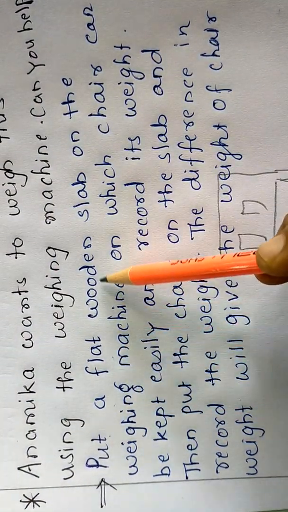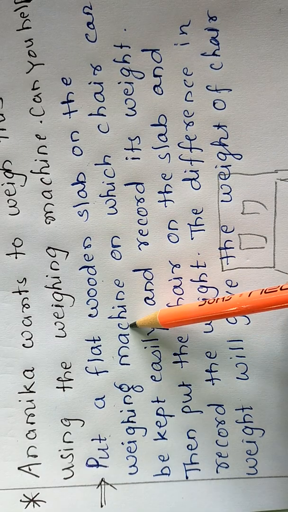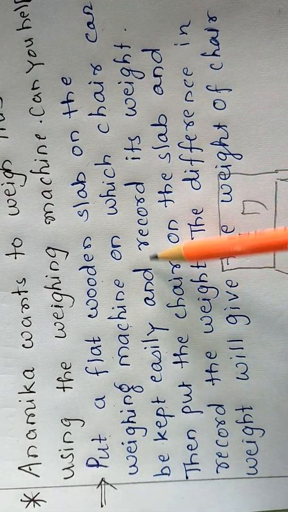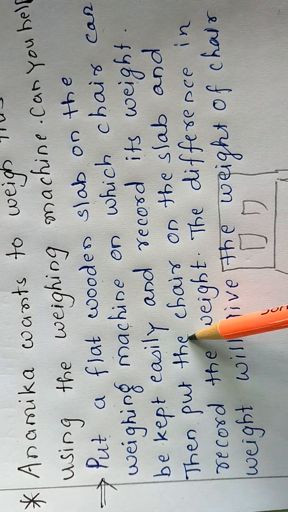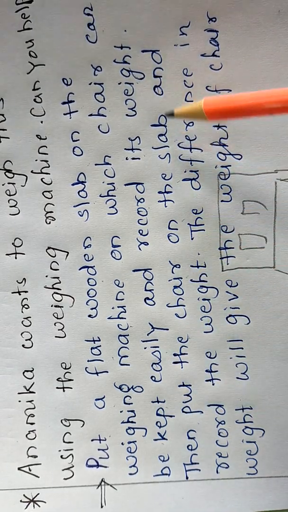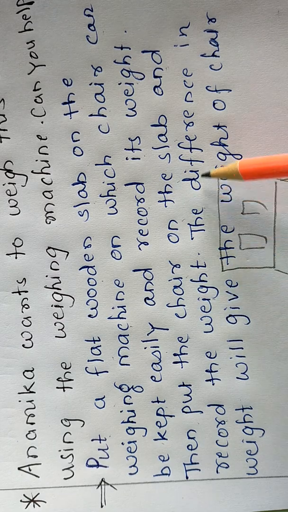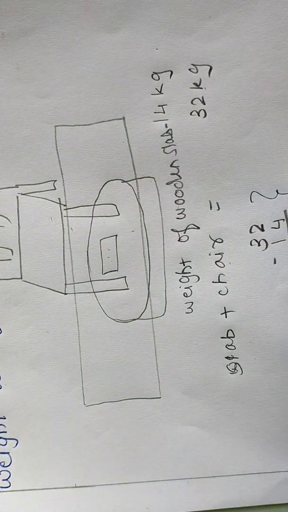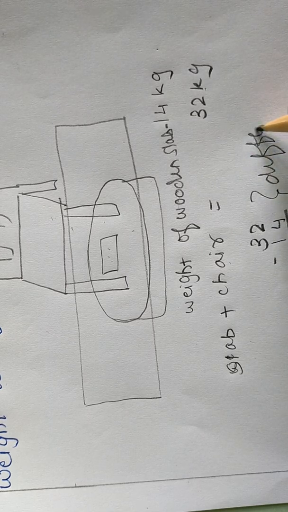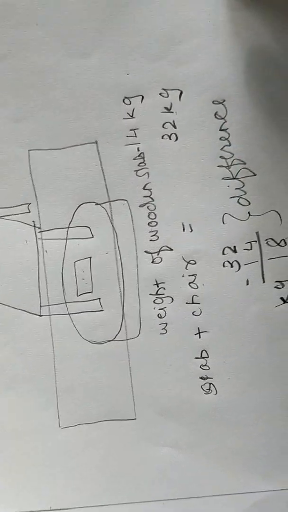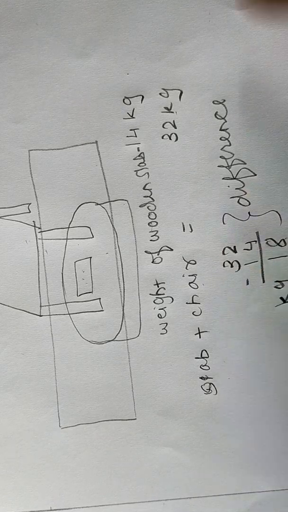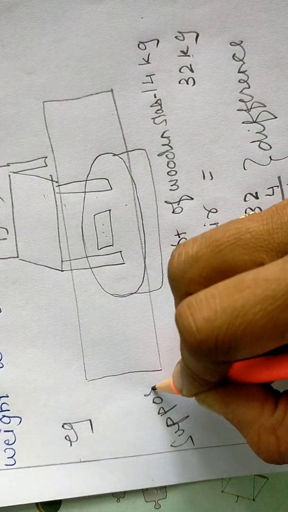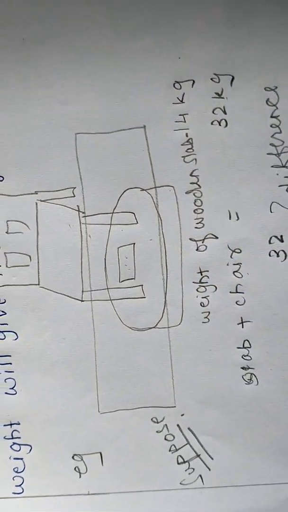So let's see what I have written. Put a flat wooden slab on the weighing machine on which the chair can be kept easily and record its weight. Then put the chair on the slab and record the weight. The difference in the weight will give the weight of the chair. So this is the difference, between the weight of the slab and the weight of the chair. This is just an example, supposed to make you understand.